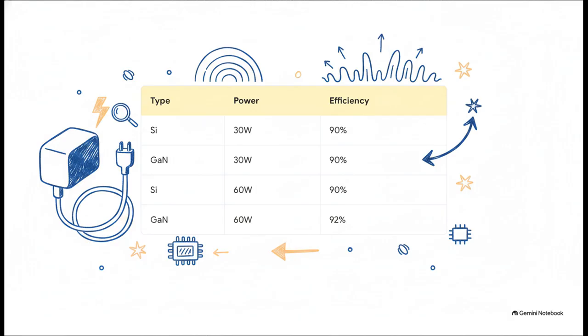If you look at the data at a lower power rating of 30 watts, both silicon and gallium nitride chargers perform very similarly. They essentially tie with an impressive average efficiency of around 90%. But look what happens when we demand more power. At 60 watts, silicon plateaus at 90%, but gallium nitride actually pulls ahead to 92%. In the world of power electronics, that divergence at higher power levels is absolutely everything.